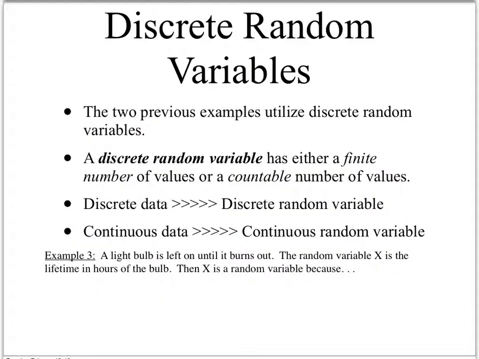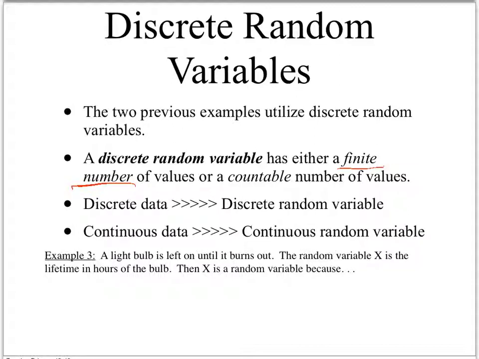Okay, this takes us to the definition of a discrete random variable. These 2 previous examples used discrete random variables. Discrete random variables have either a finite number of values or a countable number of values. And so for our purposes, in the previous examples, we had a finite number of values.